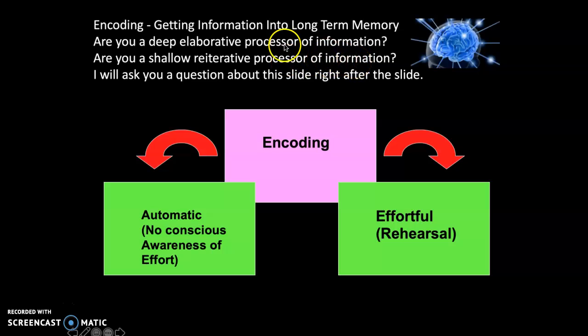Okay, so deep elaborative processors of information really deeply study and understand what they've learned, and they settle for no less than that. Shallow reiterative processors don't really fully understand, but they repeat it over and over to themselves, hoping that when a test question comes up, they'll be able to either identify the right answer or write enough at the question to fake out the instructor.